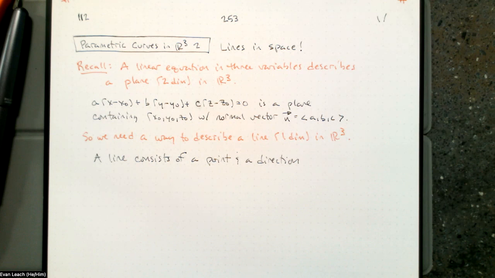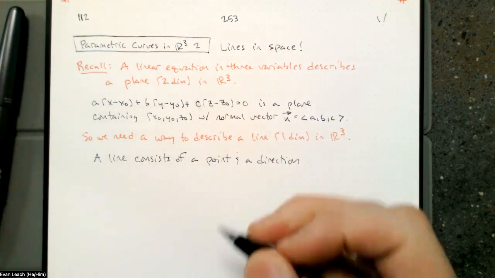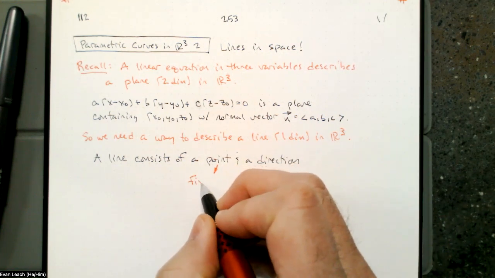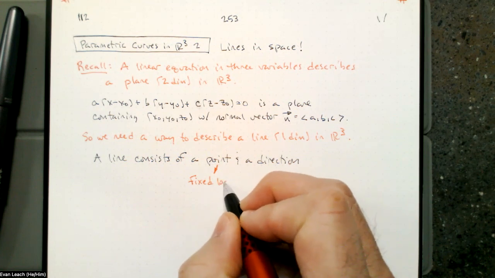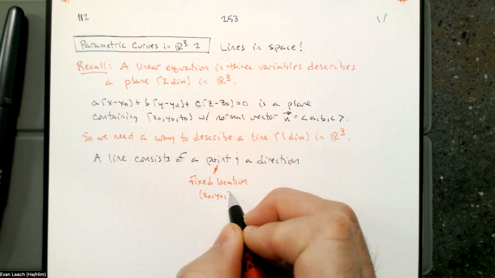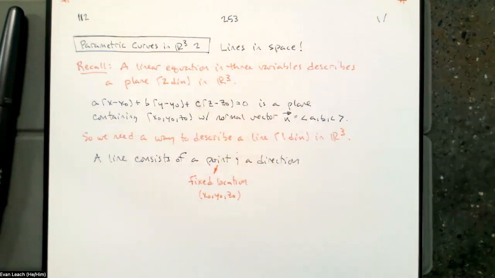So we're going to need a point, a fixed location, and a vector. So a point is a fixed location. And we're going to need a direction. In R2, we used slope. We used slope for a long time, but now we've got x, y, and z.